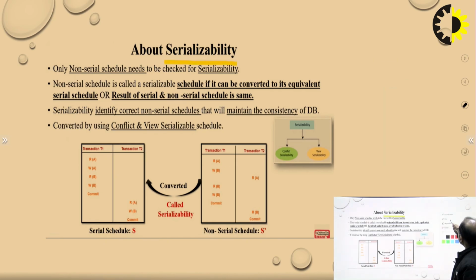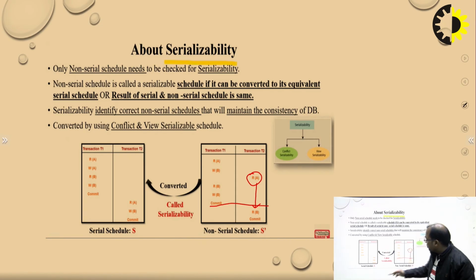If the schedule is non-serial, how do we convert it to a serial schedule? We move the read of A transaction to after the commit of the first transaction. Then this non-serial schedule is converted into a serial schedule when we move this transaction. Clear?